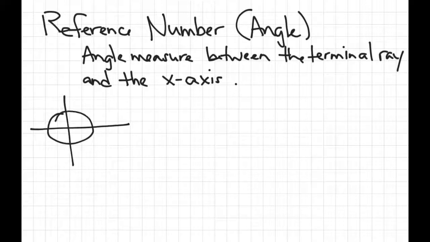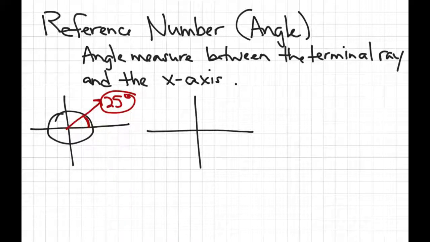So, here's the unit circle. Let's say that I have an angle over in the first quadrant. I'll say it is 25 degrees. Well, I need to know how many degrees it is between it and the x-axis, which is right here. Well, the reference angle is 25 degrees. Well, now I'm going to move my angle to quadrant 2. Let's say I have, I don't know, let's see, what's a number between 180 and 90. Let's say 135.